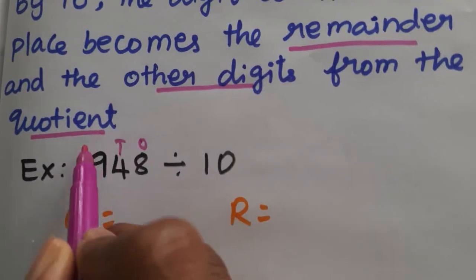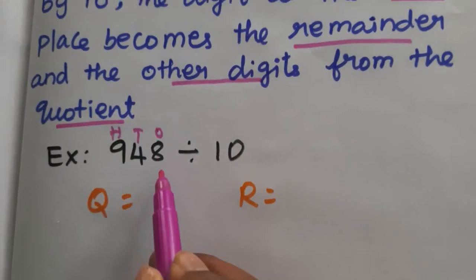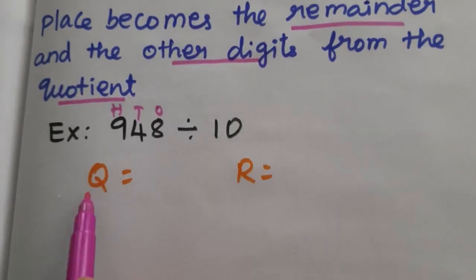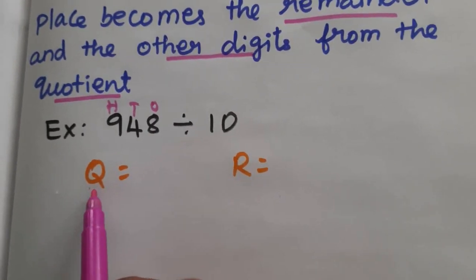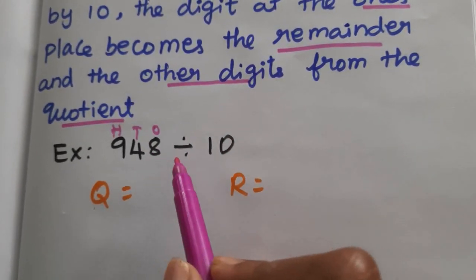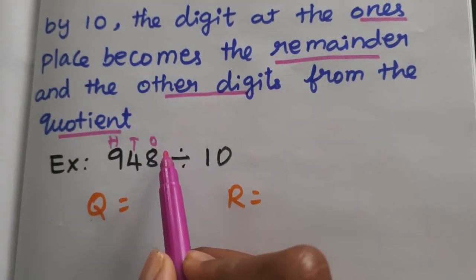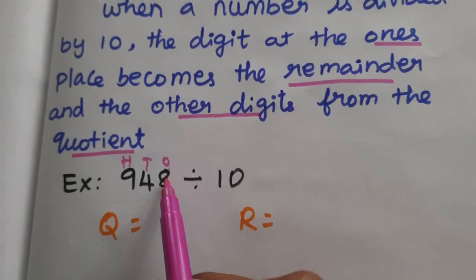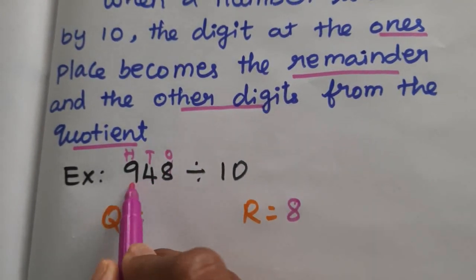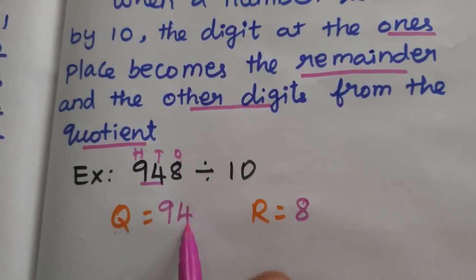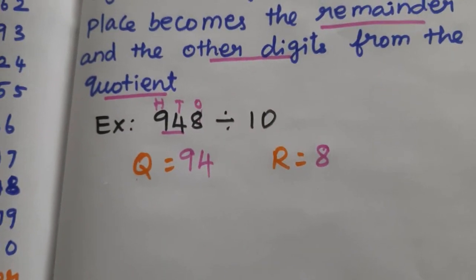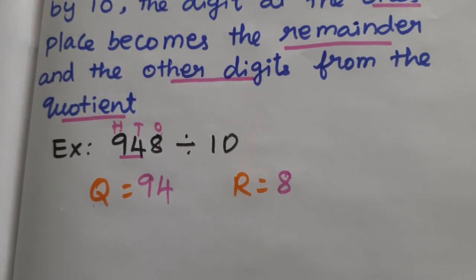Here ones, tens, hundreds. Okay, so here it is a 3 digit number, hundreds, tens, ones. So this number is divided by 10. Here Q is the quotient and R is the remainder. If any number is divided by 10, the ones place number is kept as a remainder. So 8 is the remainder. The remaining digits 9, 4 are the quotient. This is the way you write the quotient and remainder for division by 10.